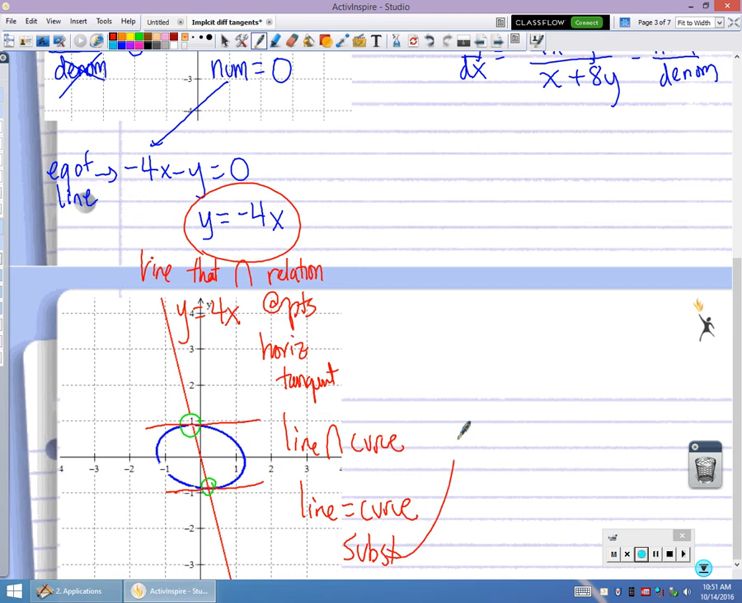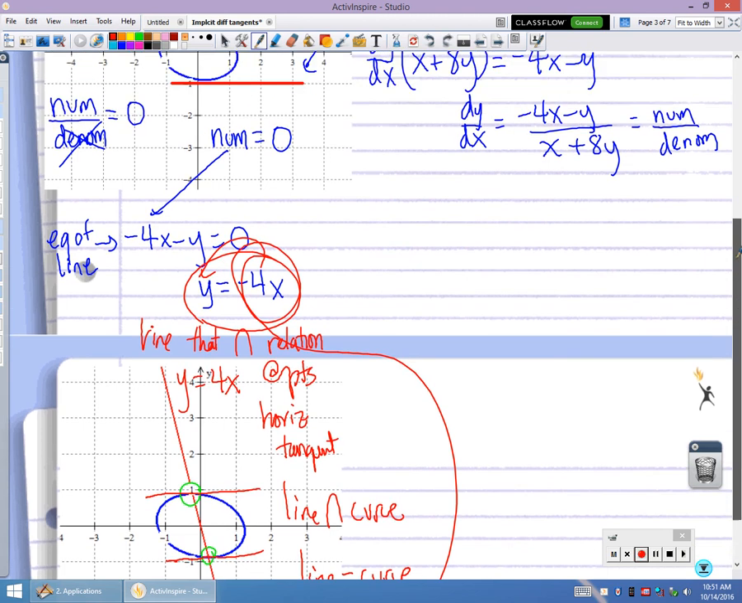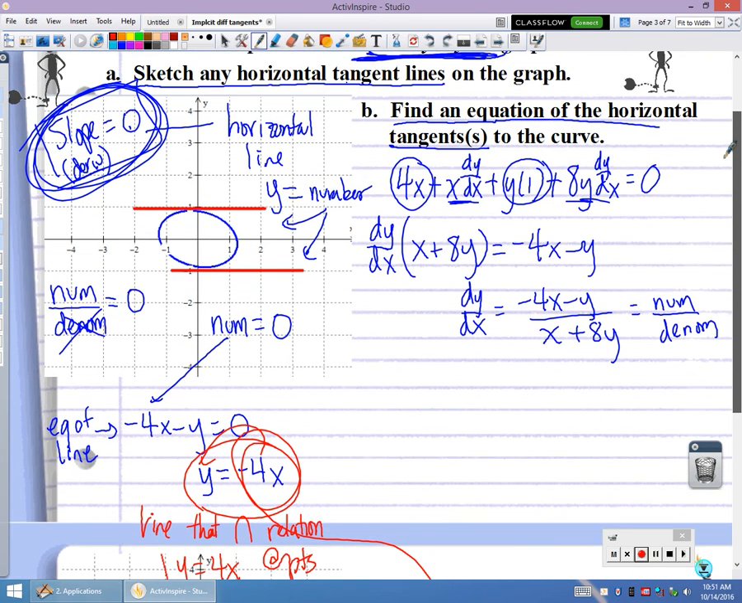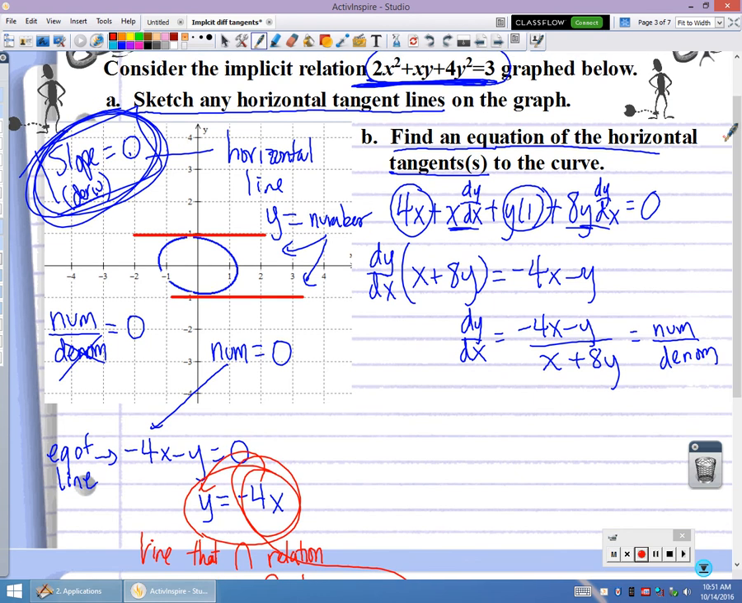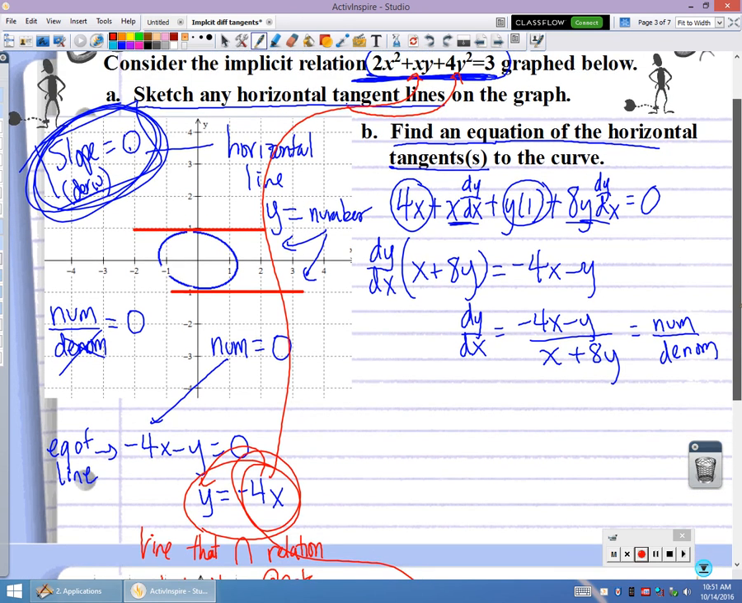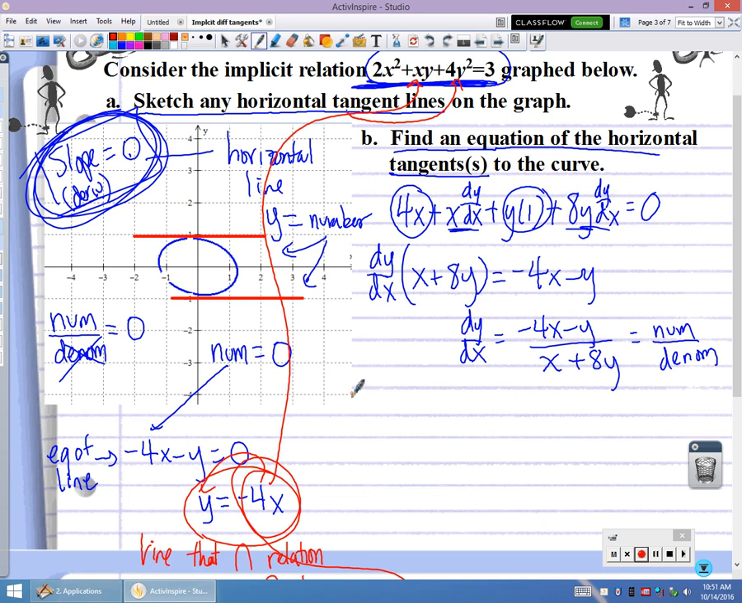If you come back up here, I'm going to take negative 4x and substitute it in place of y into the original equation. So the negative 4x is going to be substituted in place of y. All right, so let me do that algebra. Let's see if I can keep that up there so I can see what I'm doing here. So 2x squared plus x, there's my substitution.